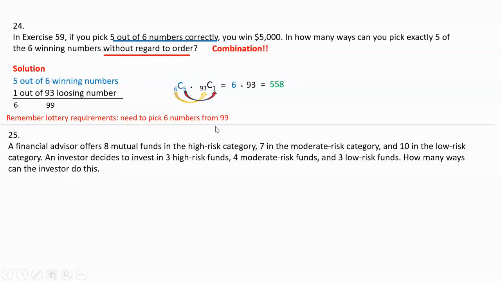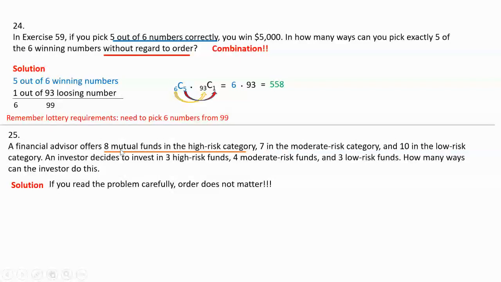Okay, now this is the last problem here. This is going to be combination. A financial advisor offers 8 mutual funds in high risk category, 7 in moderate risk category, and 10 in low risk category. An investor decides to invest in 3 high risk funds, 4 moderate risk funds, and 3 low risk funds. How many ways can the investor do this?